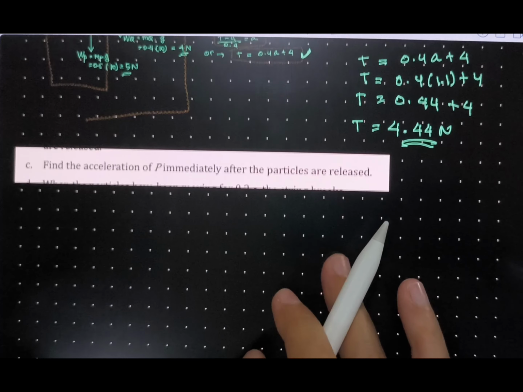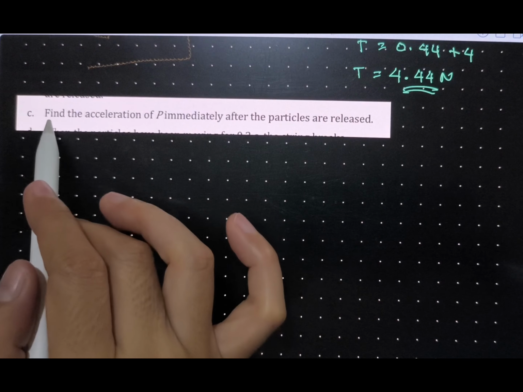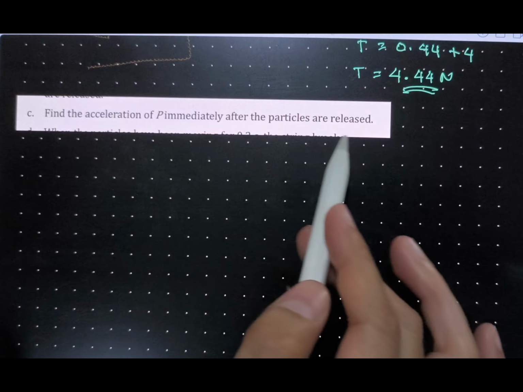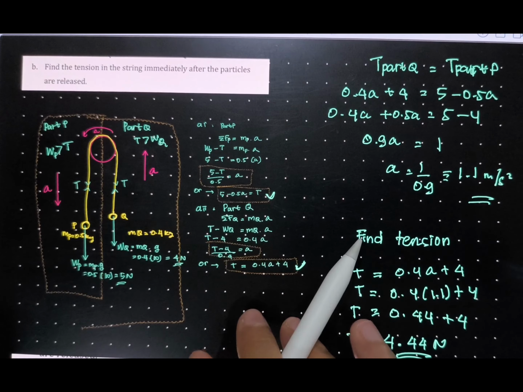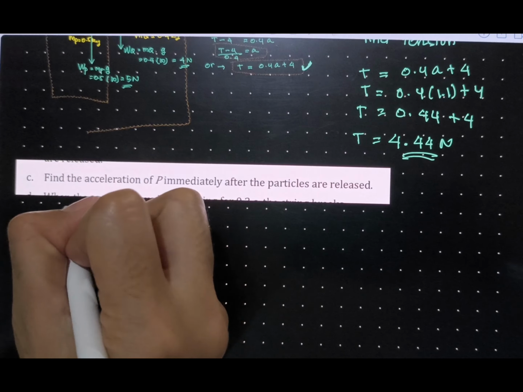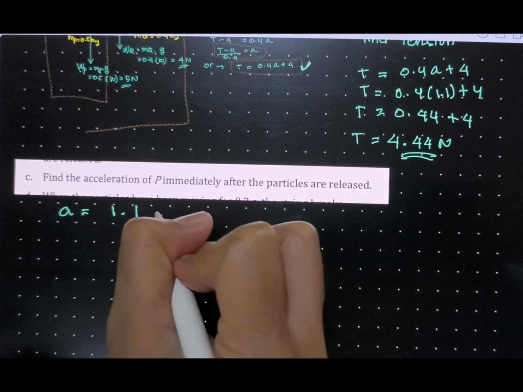Question 5c. Find the acceleration of P after the particles are released. We already found a in part b, so the answer is 1.1 meter per second squared.